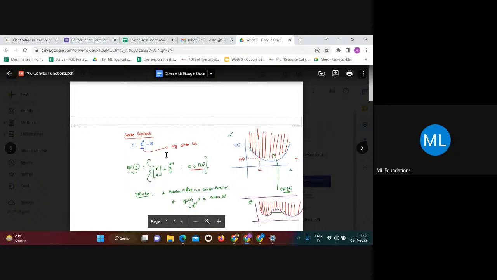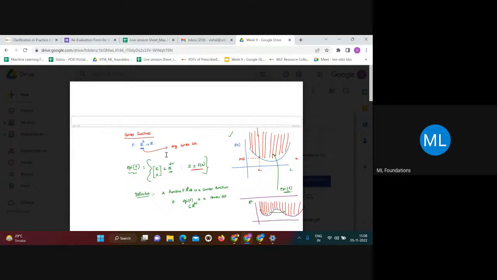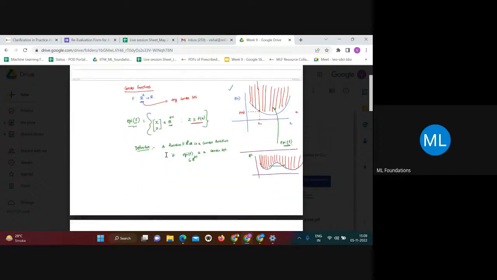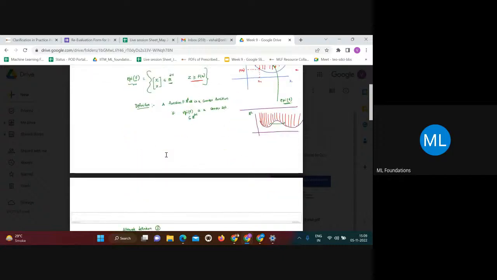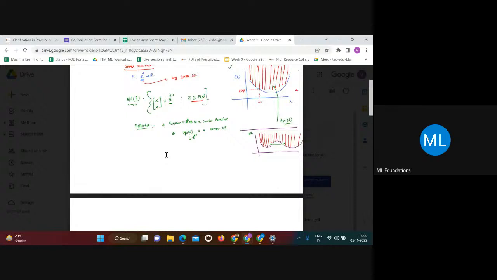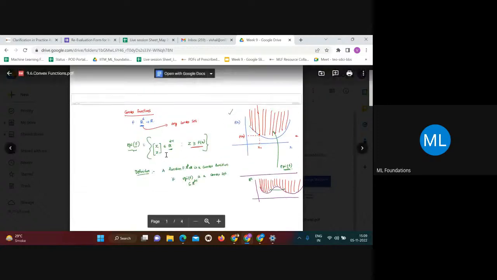So the convex set was just like this. If you're able to get an idea about the line segment, the only thing to know about the convex set is the line segment. If you're able to understand that, it's fine, and you'll be able to solve any problem. For a convex function, there are three ways to determine it. One is if you're able to double differentiate it, and if the value is positive, then it's a convex function. The other is the epigraph.